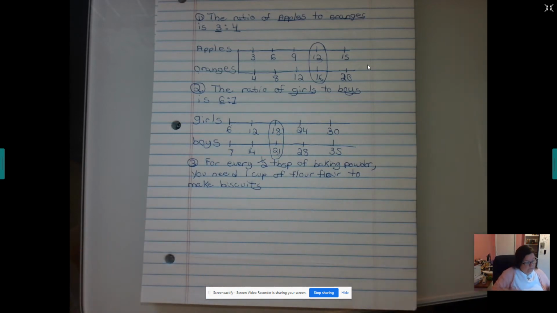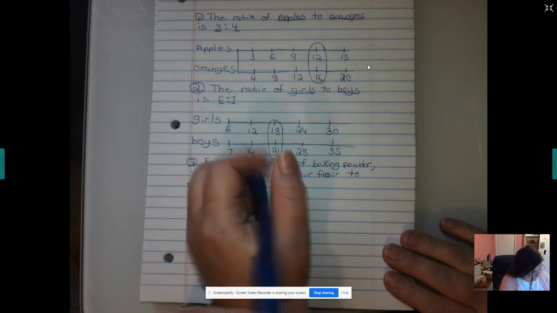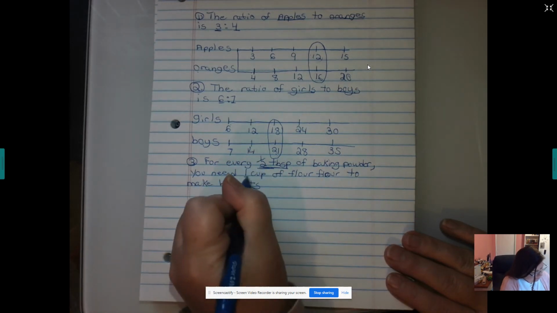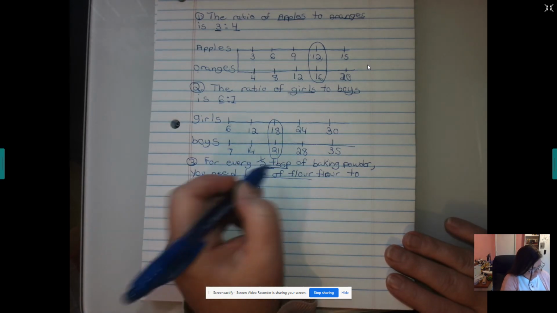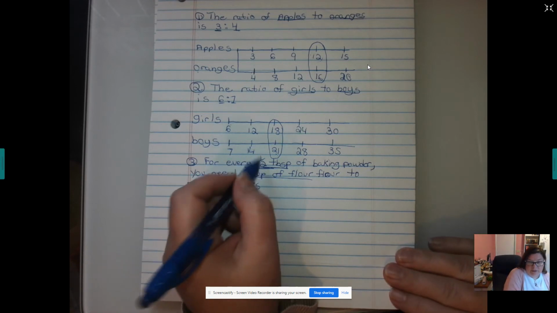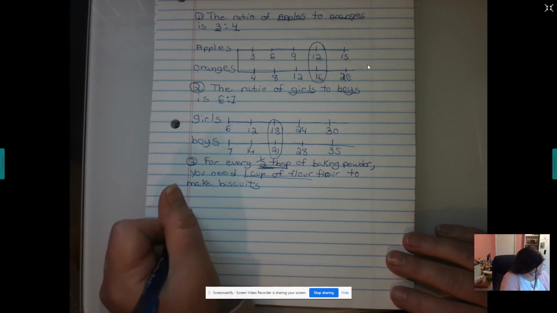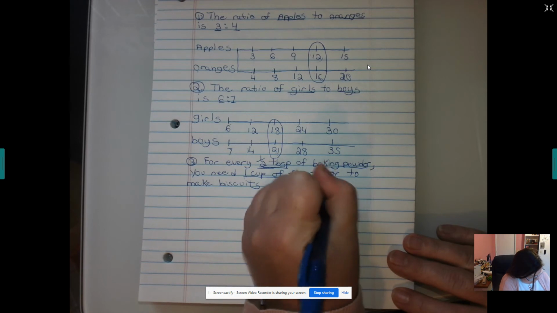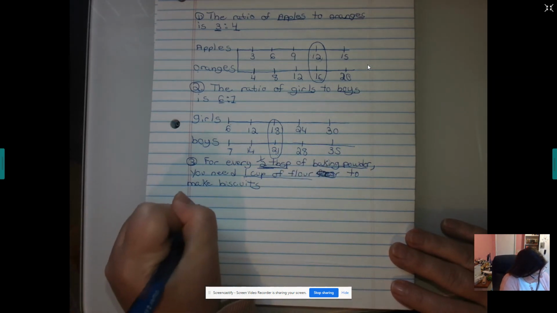Last one. This one includes fractions, but no worries. Not hard. For every 1/2 tablespoon of baking powder, you need 1 cup of flour. The reason I put this in here is because this is very common in cooking. This is kind of what you would see. So again, we've got baking powder to flour. I'm going to put baking powder.